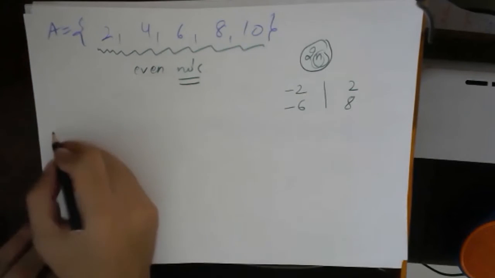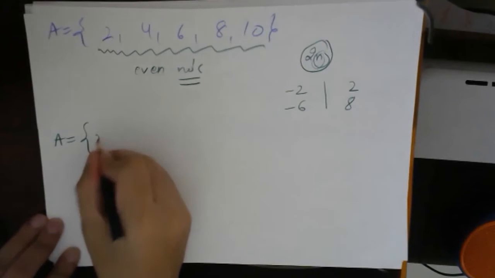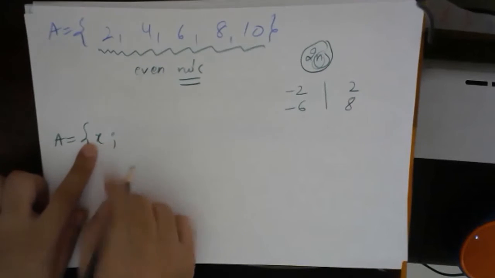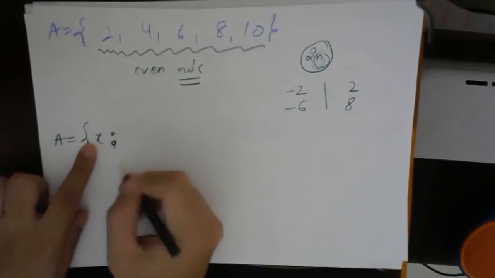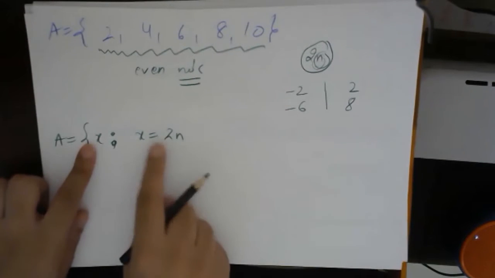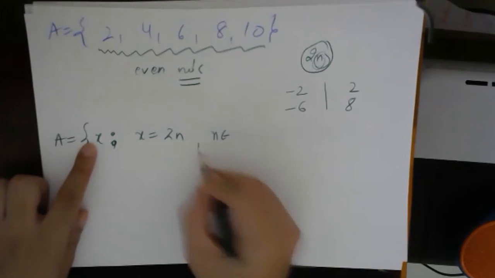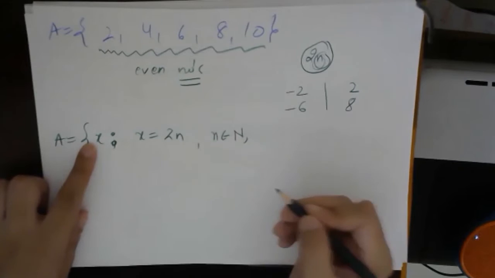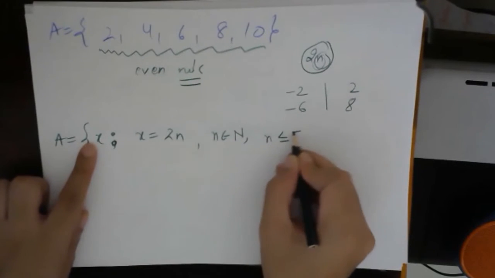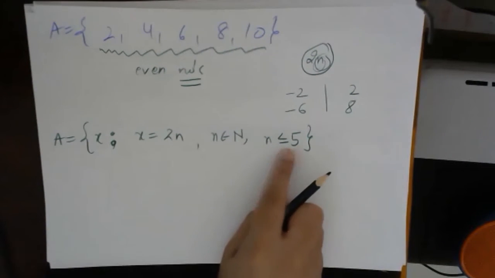So we can write that set A contains an element x such that x equals 2n, where n belongs to natural numbers and n is less than or equal to 5.